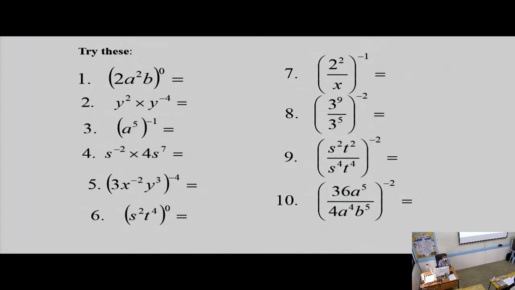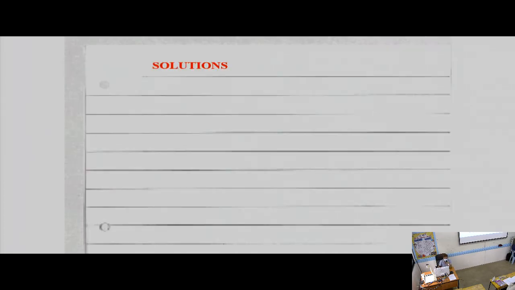Exchange notebooks. So we have the quantity of 2a to the power of 2b to the power of 0. What would be the answer? Okay, the answer is 1. So if you have a parenthesis and it is raised to the power of 0, the answer will always be positive 1.